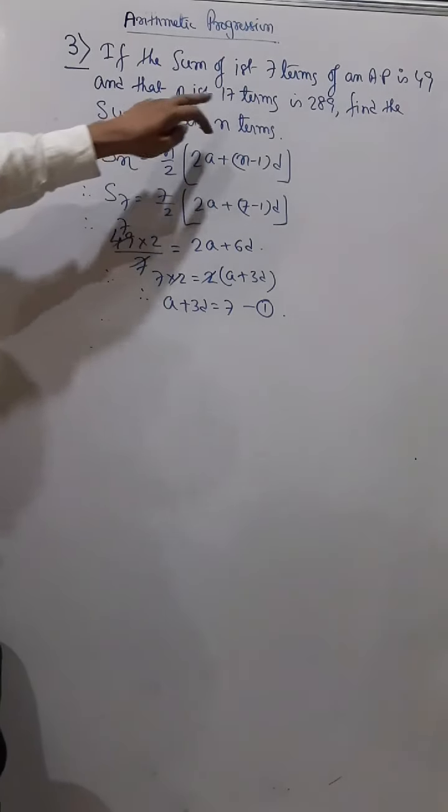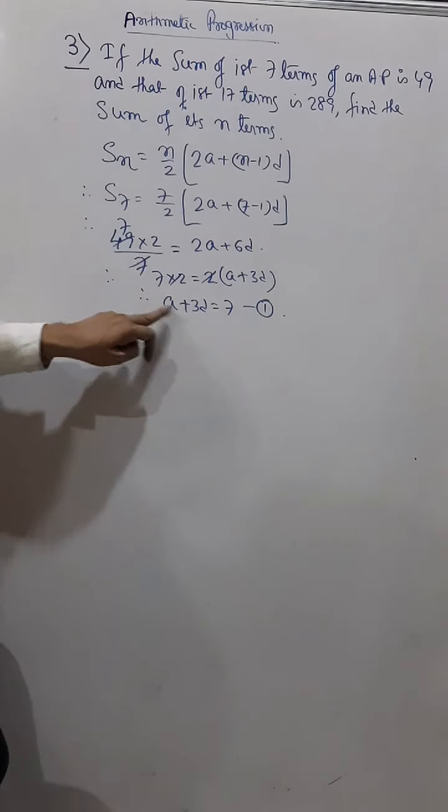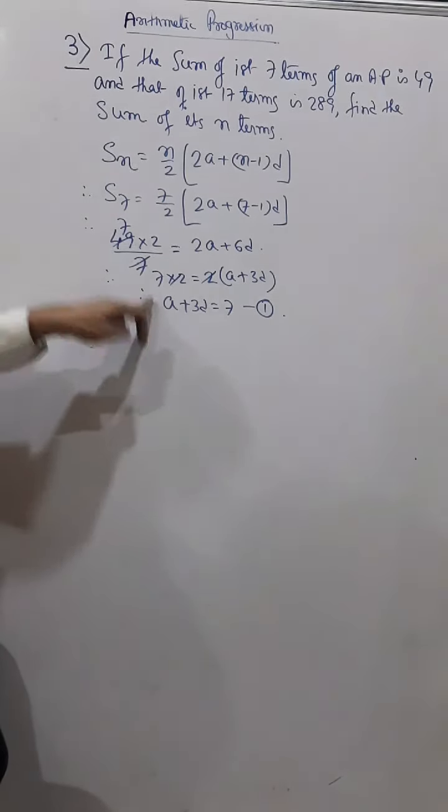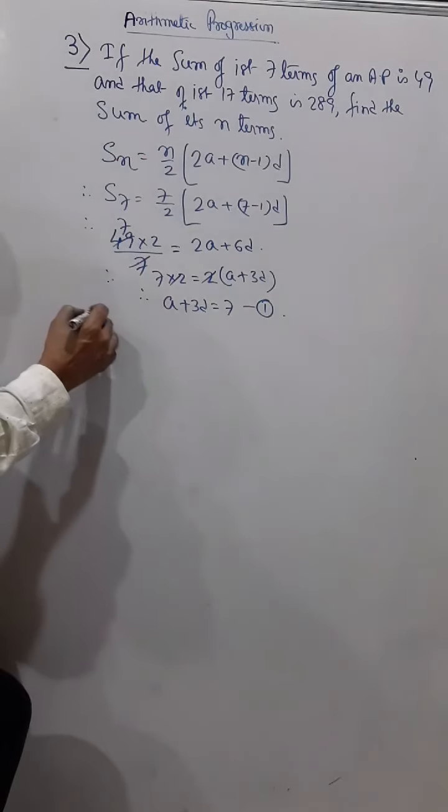And then by using the second condition we can get the second equation. We can solve them, we can get a and d, and after getting a and d we can use this formula to find the sum of n terms.